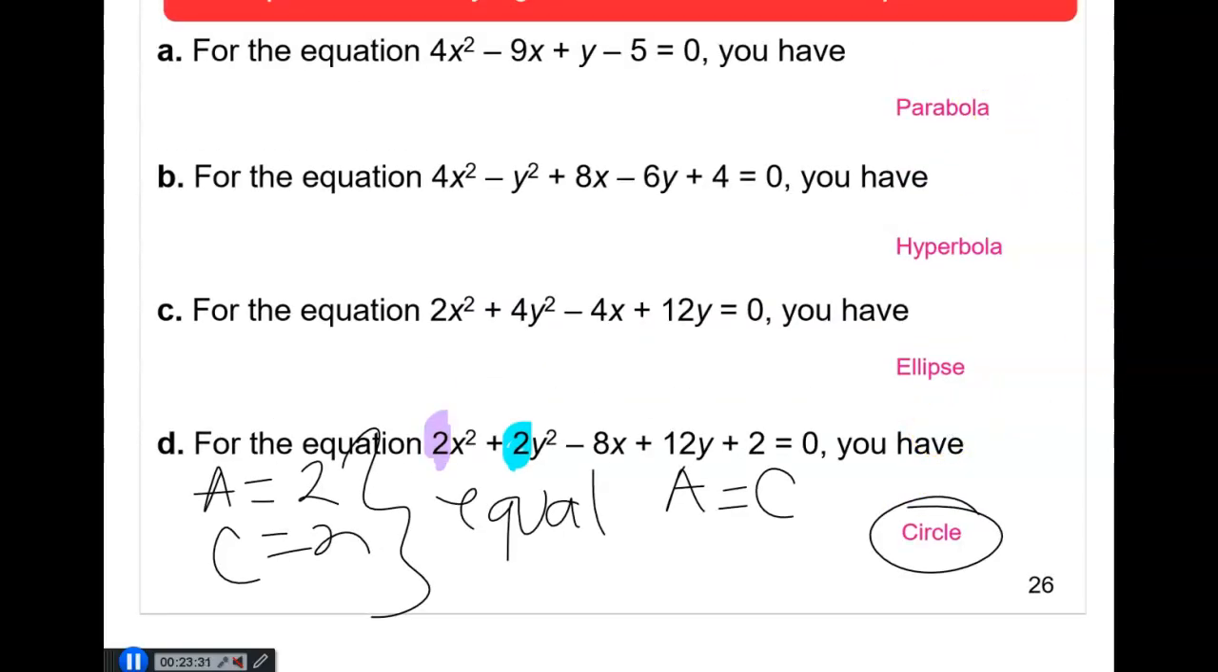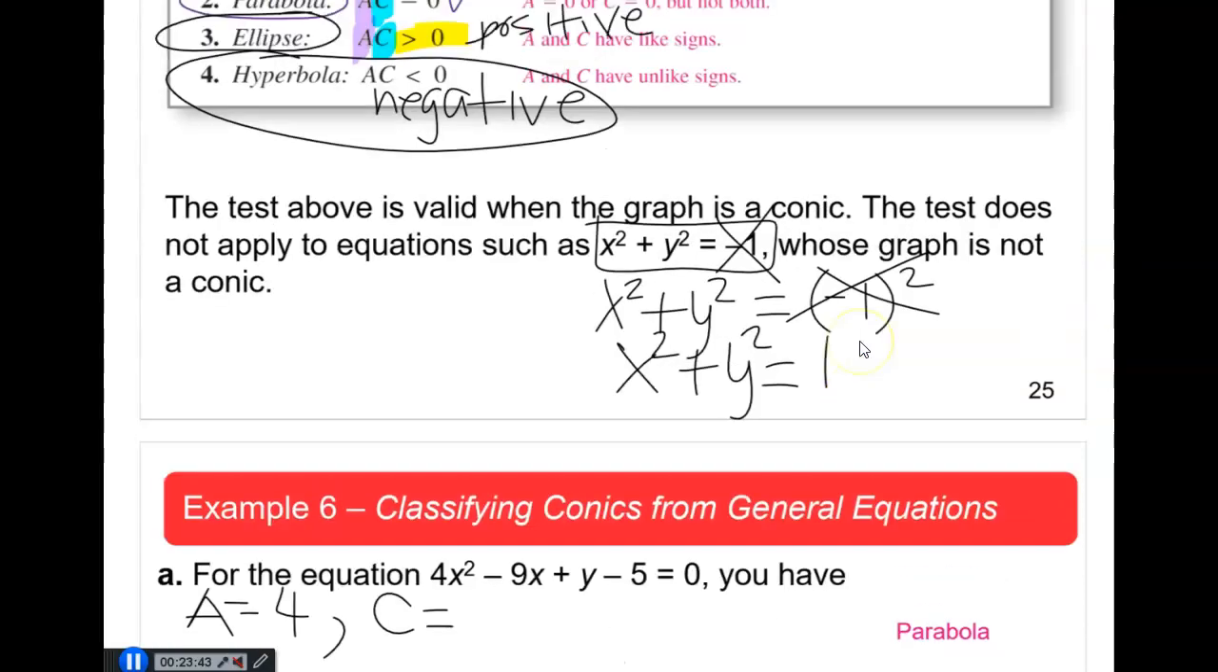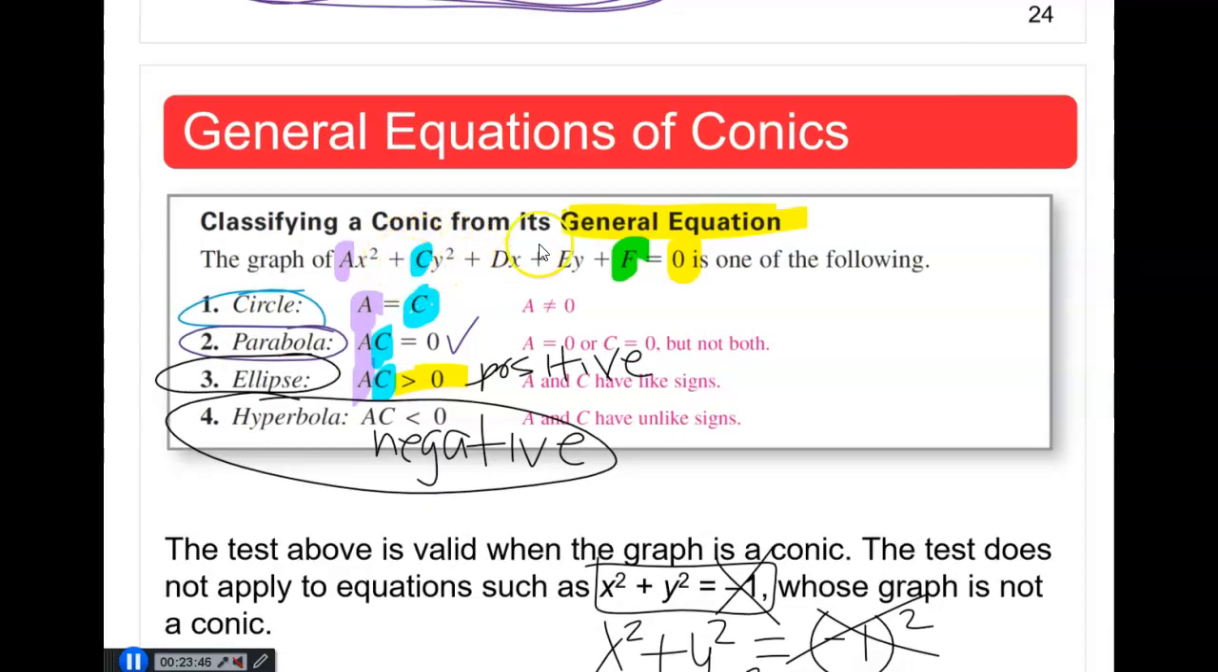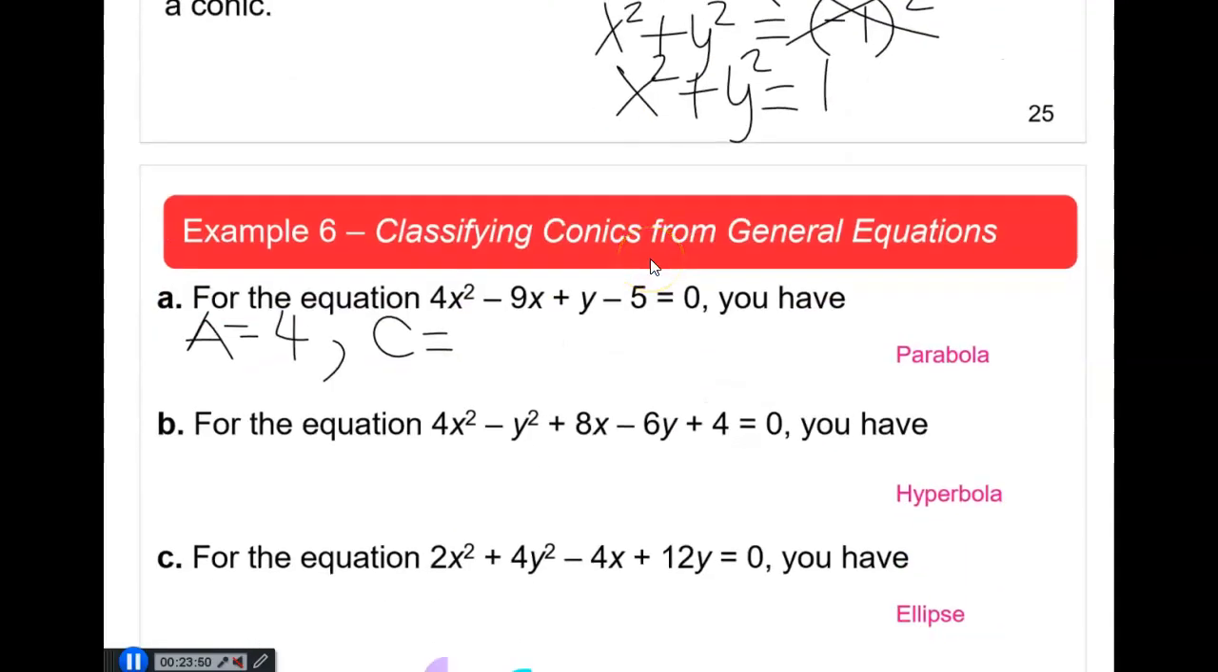Here, A is a 4, and the coefficient C is always the coefficient of the y squared. You can notice here that we don't have a y squared, so we have a 0. If we multiply A times C, we get 4 times 0, so AC is equal to 0. Therefore, we have a parabola.